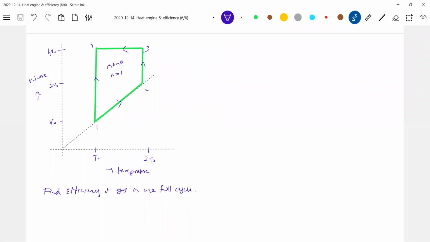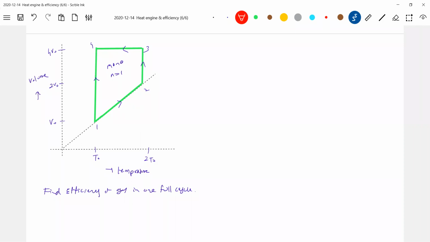Okay, now we'll go for the different graphs here. First, what is 1, 2? In the VT graph, it's a straight line passing through the origin. So it should be an isobaric process, no? And temperature is increasing, so heat will be absorbed. These are some things I can say. So 1, 2 is an isobaric process, so heat will be absorbed.